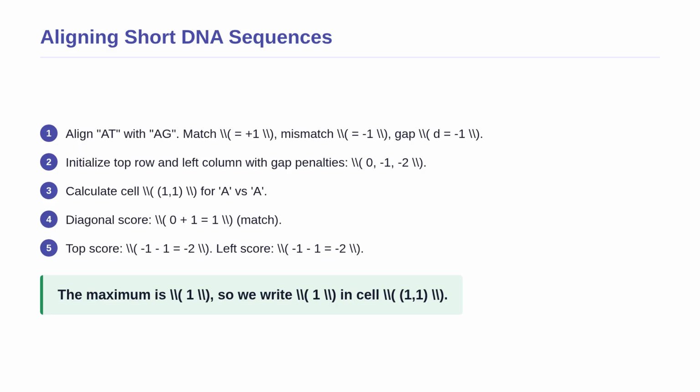Now we calculate the first cell for A versus A. We check all three directions. Coming from the diagonal, we add our match score of 1 to 0, giving us 1. Coming from the top or left means adding a gap penalty, which gives us -2. The maximum of these three options is 1, so we write 1 in that cell.